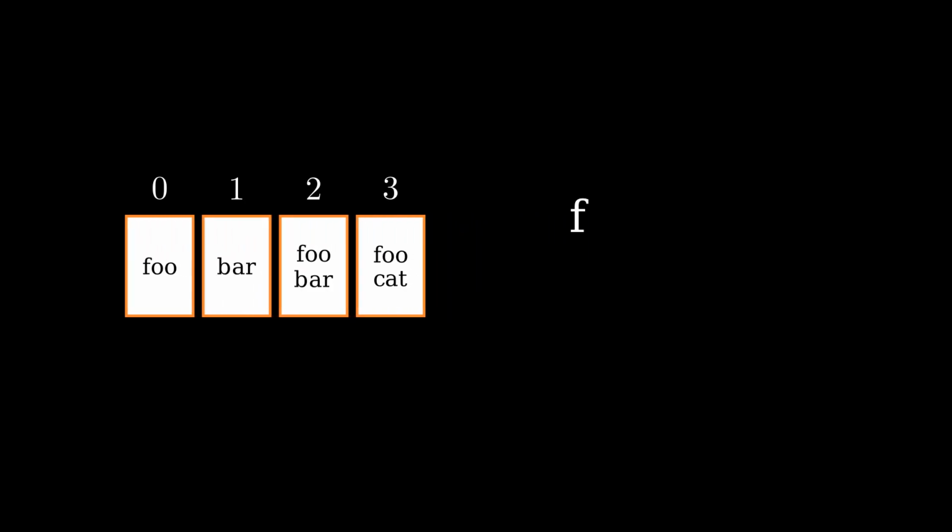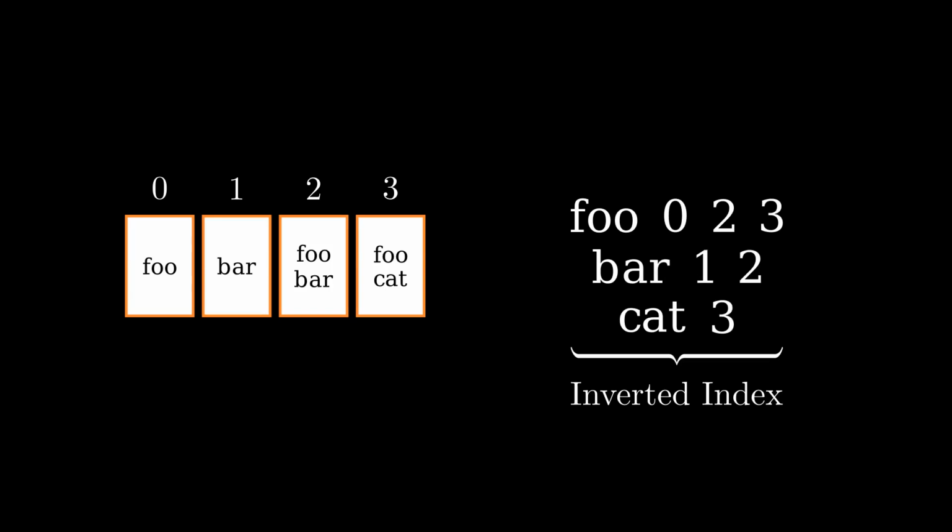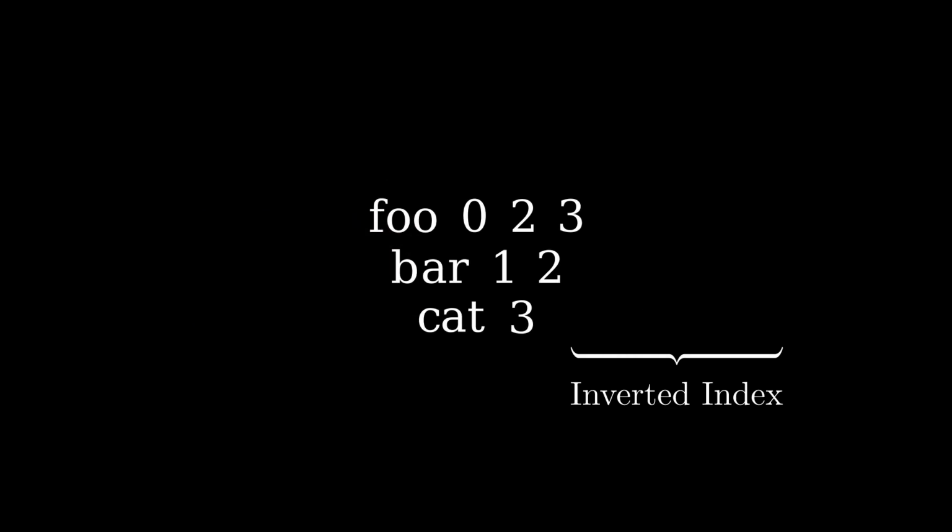The first step is to build a data structure that maps each term to a list of document identifiers where that term appears. This is called an inverted index. The example on the screen shows what the inverted index looks like for our small set of 4 documents. Then, we can forget about the documents and solve the problem using only the inverted index.